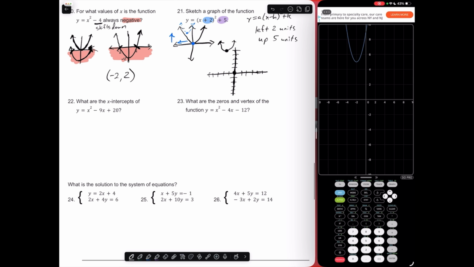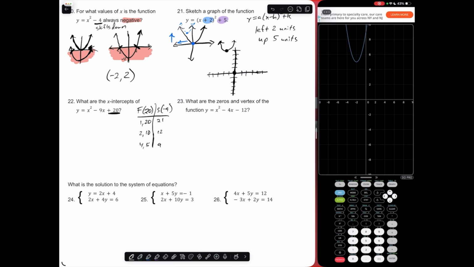All right, 22. What are the x-intercepts of y equals x squared minus 9x plus 20? We want to find the factored form of this. So factors of 20 that have a sum of -9. So 1 and 20, 2 and 10, 4 and 5 are the options we can work with. Now, notice that none of these actually give us the -9 we're looking for. 4 and 5 gives us a +9.